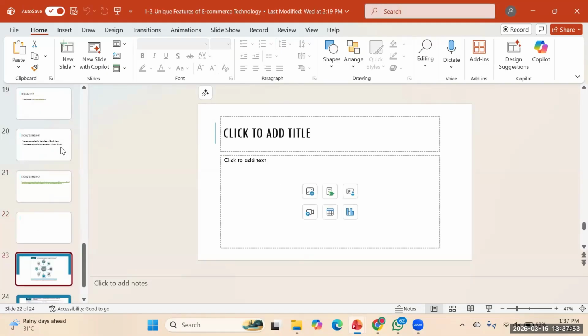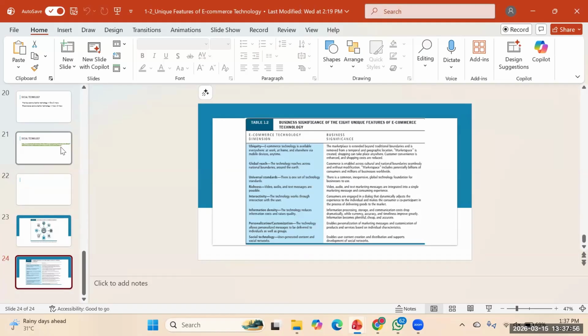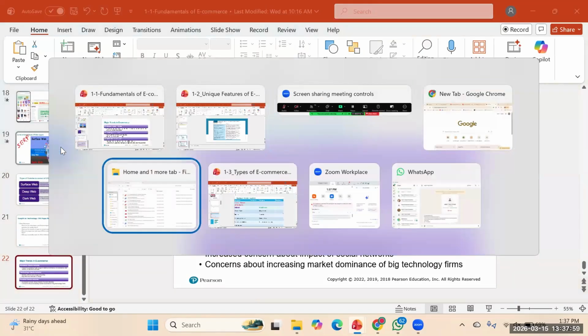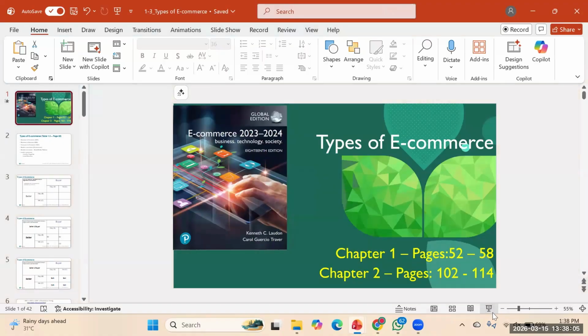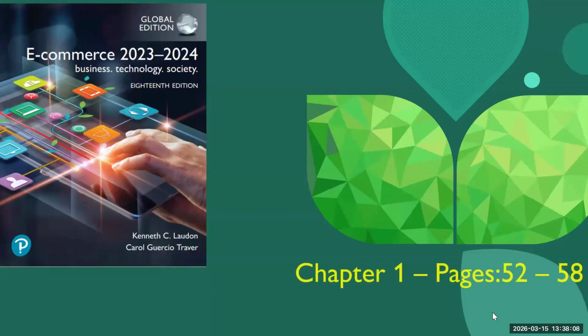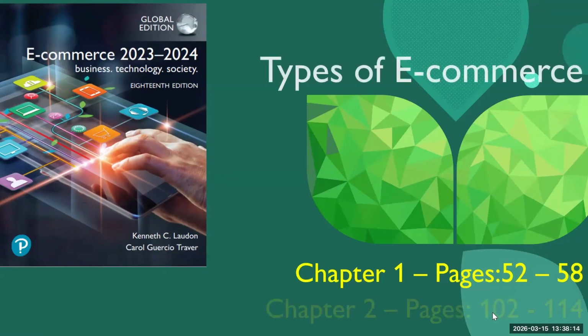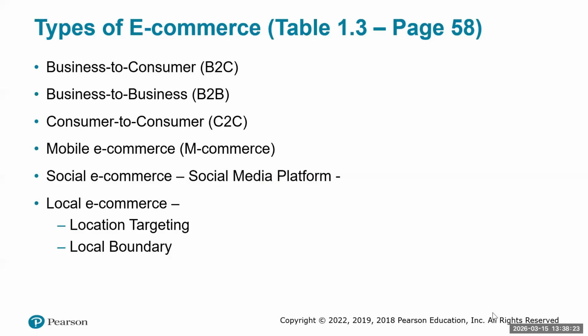So today we are starting with a new topic, which is about the types of e-commerce, as well as how we can distinguish different e-commerce business models. Here we are going to cover two chapters. We will cover some pages from chapter 1 and also some pages from chapter 2. Starting with chapter 1, we have a list of e-commerce business models like B2C, B2B, C2C, m-commerce, social e-commerce, and local e-commerce.